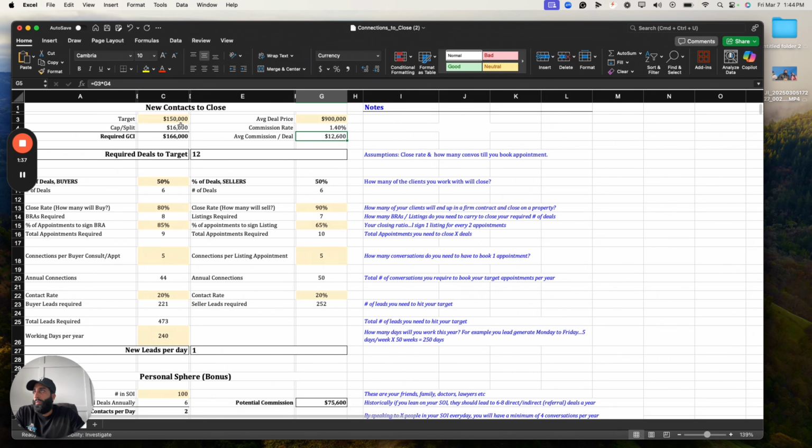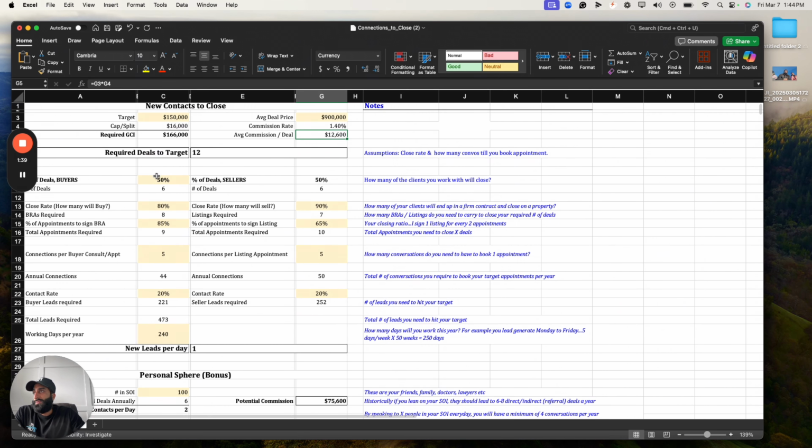Now, what you have here is a split of buyers and sellers. Actually, going back, to hit that goal, we need 12 deals. Now, that's very simply, if I click into it, taking the amount of commission that you want to earn and dividing it by the amount of commission per deal. It actually should be C5. Boom, there you go. So it's actually 13 because we need to get 166 grand.